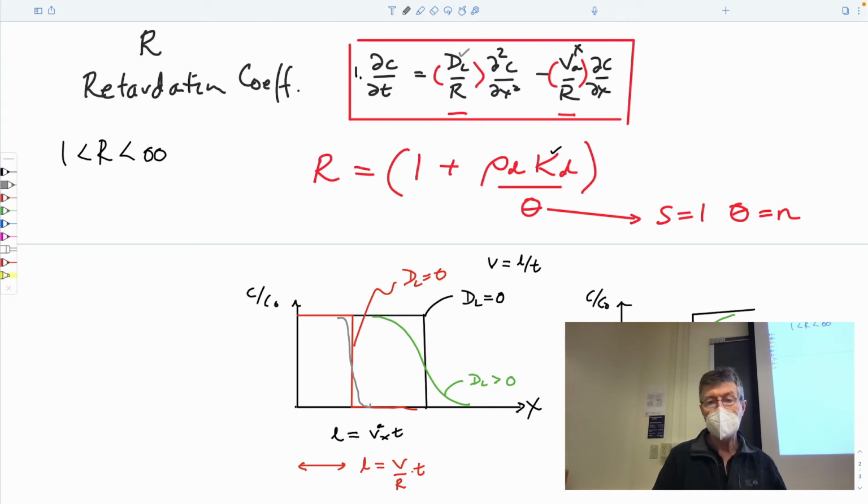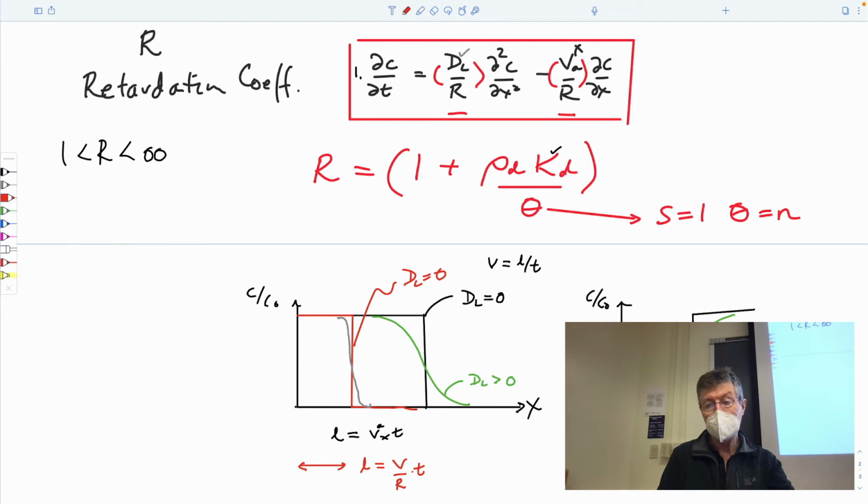Likewise, we could think about what this would mean at this end. Again, we could write, for the case of the retarded behavior, that the time is going to be equal to the length divided by the advective velocity. But it's not the advective velocity, it's the velocity divided by retardation. So the time would be L times R over V advective. This number is always equal to or greater than 1.